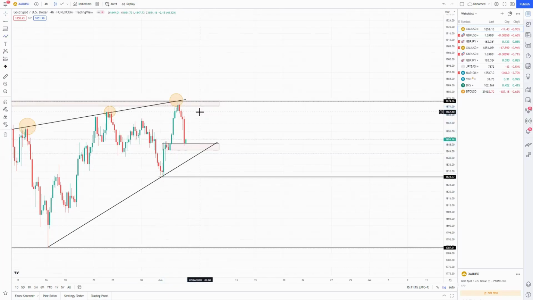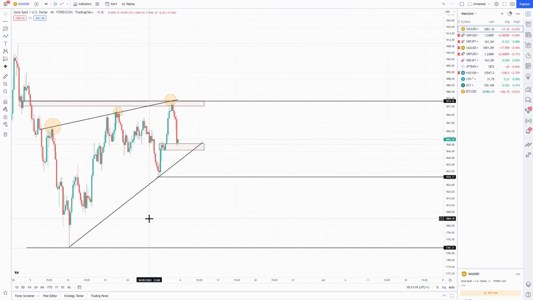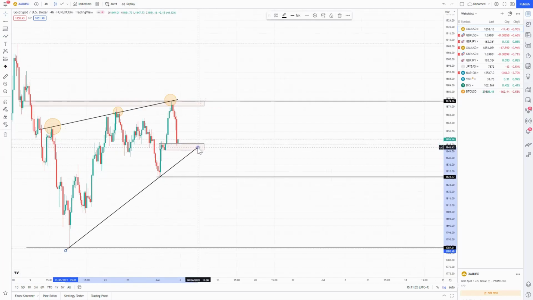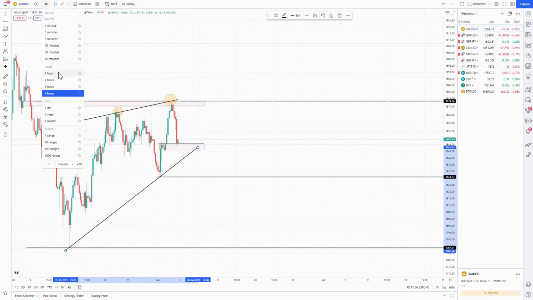We don't know. We react to what we see, but that's a very, very sensitive zone on gold on the 4-hour time frame. Let me adjust my trend line. So like I said, we react to what we see. Let me see what's happening on the 1-hour time frame.